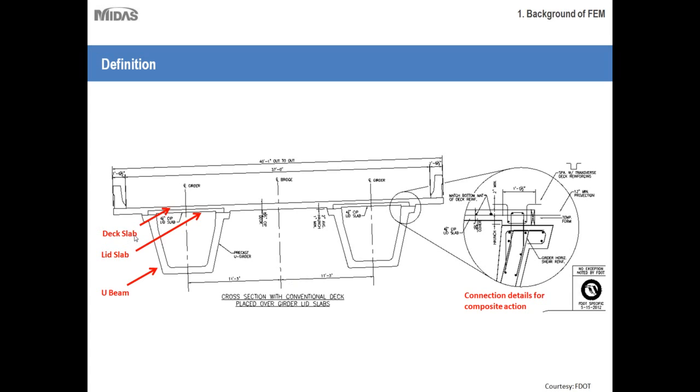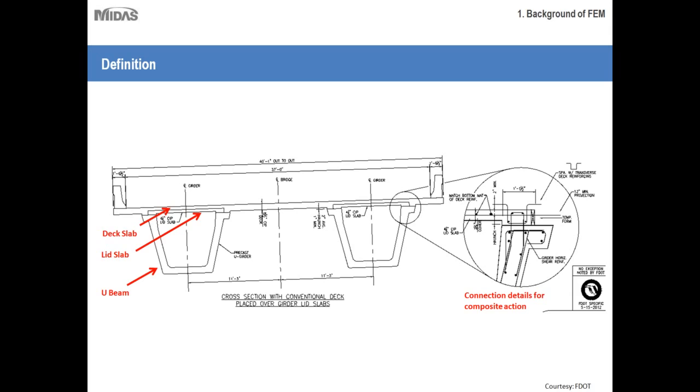And this is a typical cross section that you are looking at for a two girder system. This particular section comprises three parts. You can see this is the U-beam. Then there is a lid slab on top of it, which is cast at a later date. And then we have the deck slab on it. Now the reason why the lid slab is there is primarily to provide torsional rigidity to the structure.